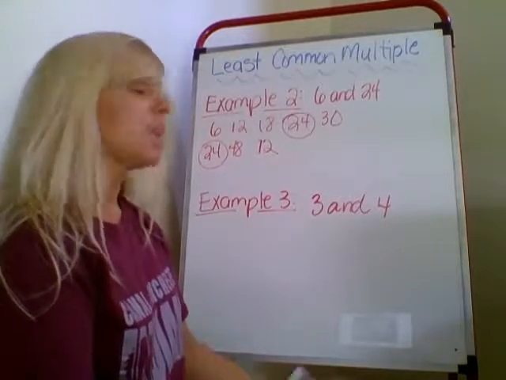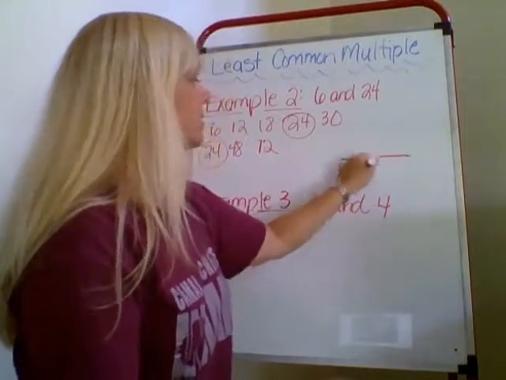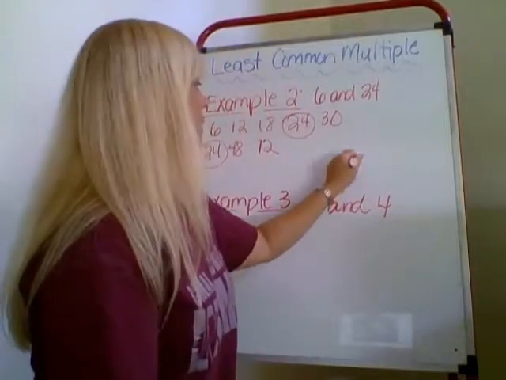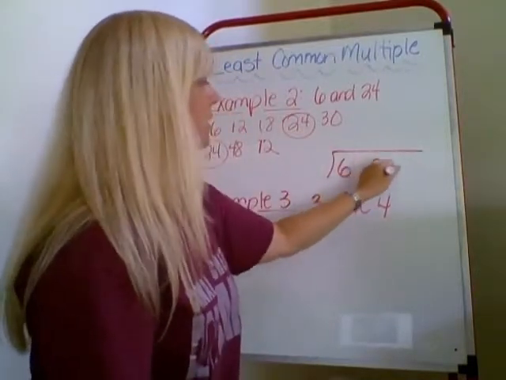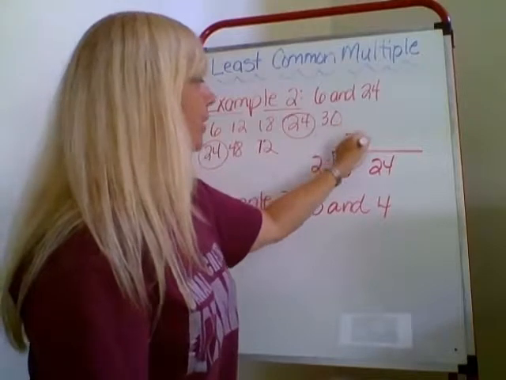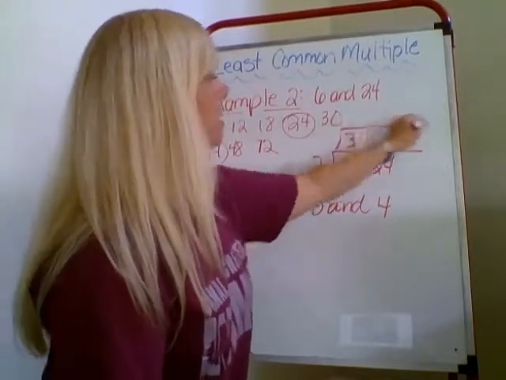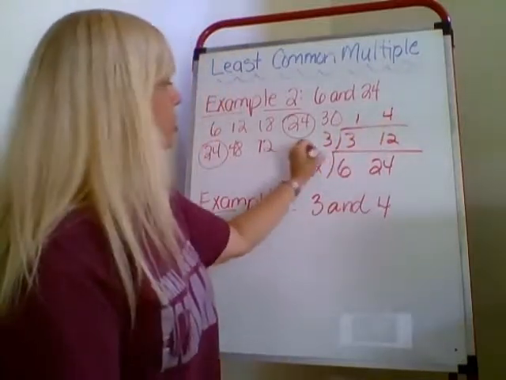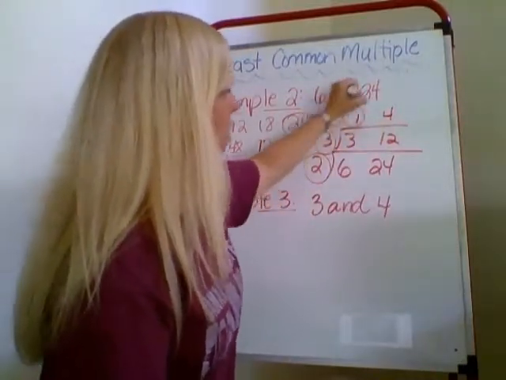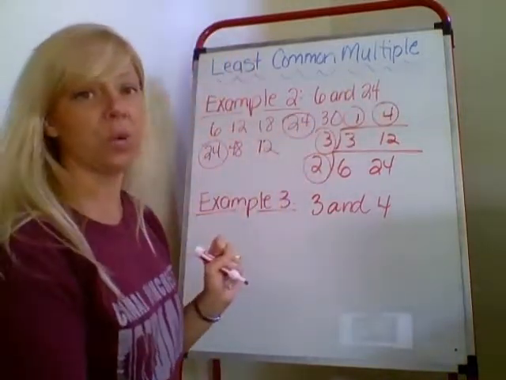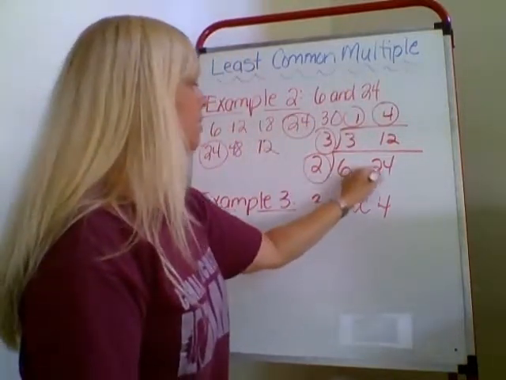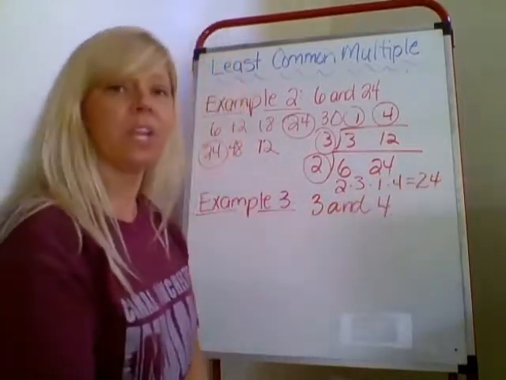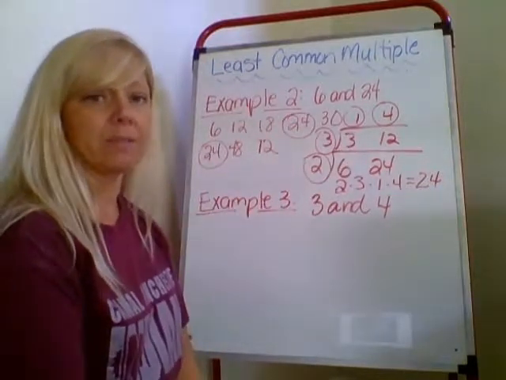So again, if I'm going to use the slide method, okay, 6 and 24. Oops, I should put the 6 first. 2 goes into both, 3 and 12 times. 3 goes into 3 and 12, 1 and 4 times. So I would do 2 times 3 times 1 times 4, and that equals 24. So I'm going to get the same answer as I would if I made the list.